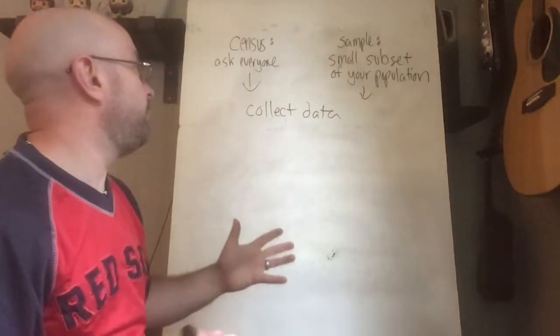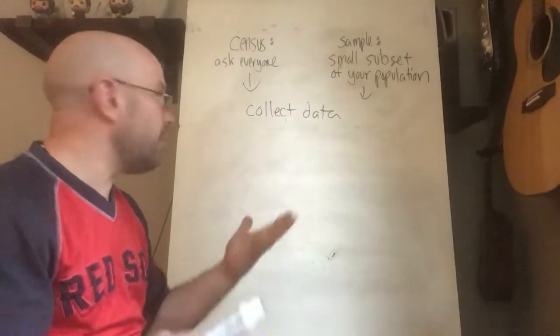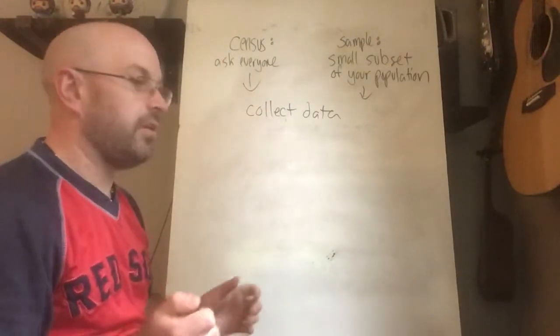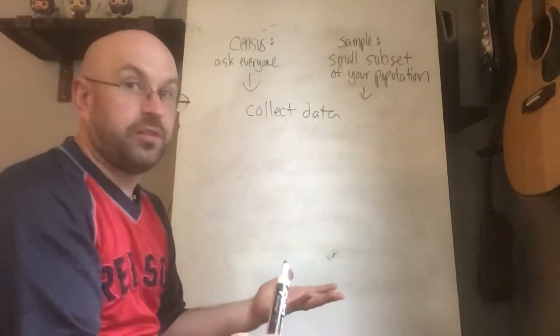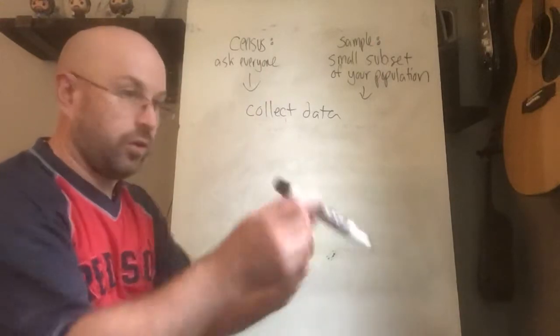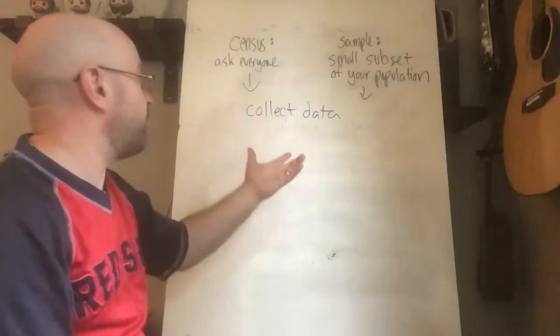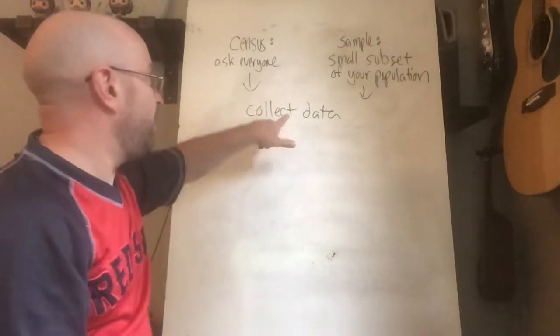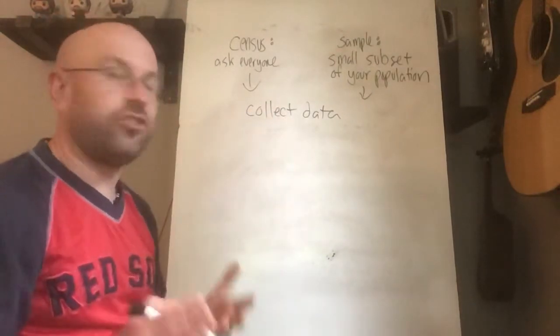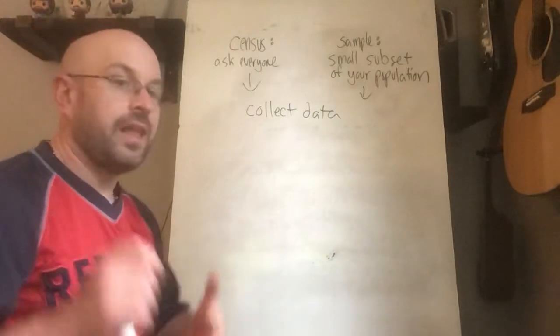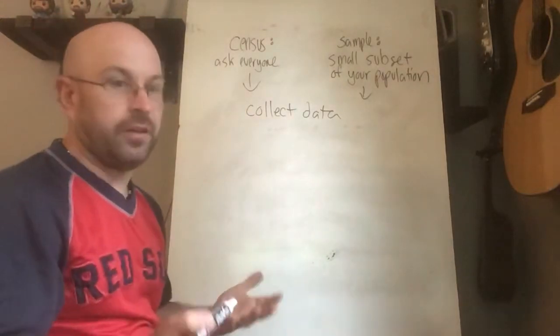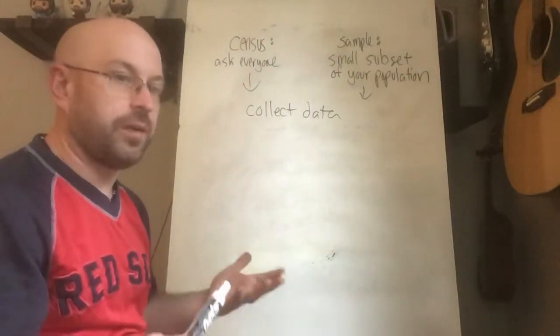But then you ask people, whether it's a sample or a census, okay, how much time do you spend on your screen? You go to that setting in your iPad or your phone, which tells you your average screen time. They tell you, that's the data, that's the information you're collecting from these people. Now, there are different types of data within statistics, and that's what we're going to talk about today.